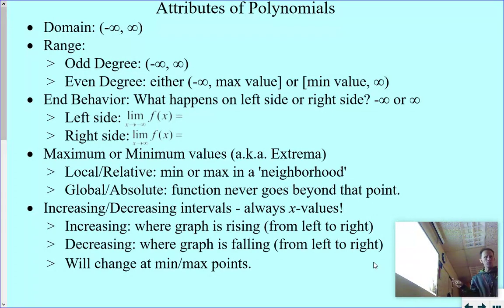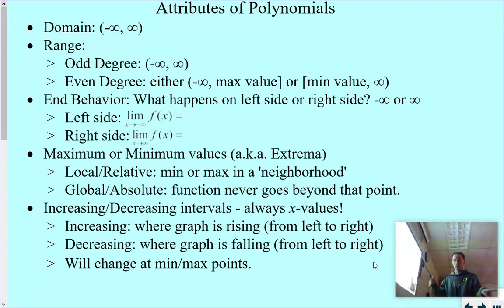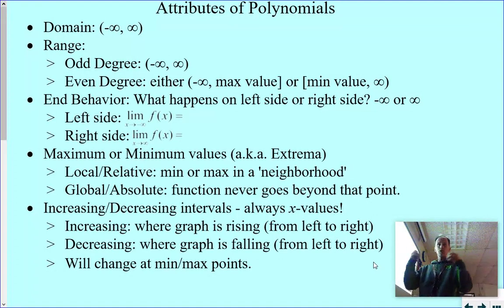That shouldn't be an issue because you've been talking about domain and range for several years of your mathematical career. So that's going to be pretty easy. I will say for polynomial functions, the domain is always going to be all real numbers. So that's the easy part. The range can be different depending on what the degree is of a polynomial. And remember, the degree is just the biggest exponent of x at any given time.